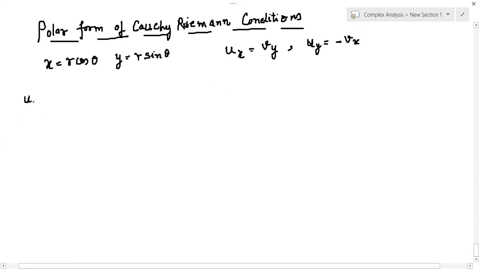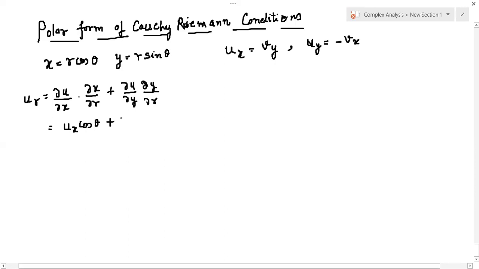So if I want to differentiate u with respect to r, it will be equal to del u upon del x into del x upon del r plus del u upon del y into del y upon del r. This is from the chain rule. Del x upon del r is simply cos theta, so I get ux cos theta plus uy, and del y upon del r will be sin theta. So this is one.